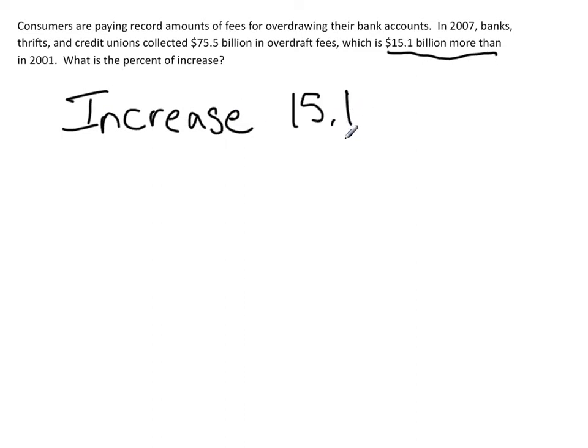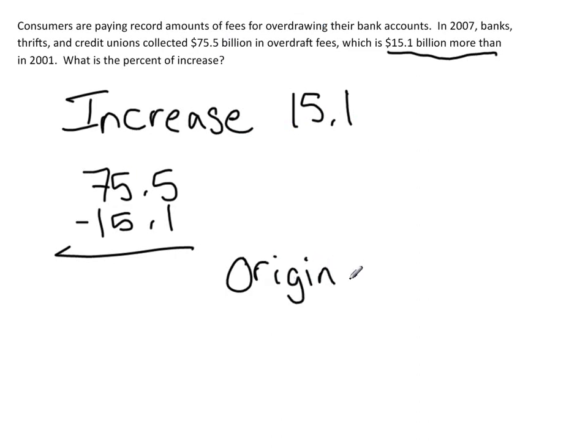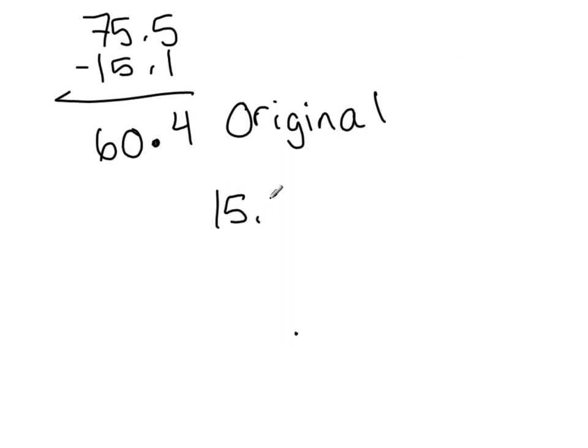Now what we need to figure out is the original. Now we know by 2007 it's 75.5. If we were to take away what we increase by, we will end up with our original, what we started with. So let's see, we'll line up the decimal points, subtract. So we have $60.4 billion was how much the banks and credit unions collected in 2001. So now what we need to do is take 15.1 and divide it by 60.4.